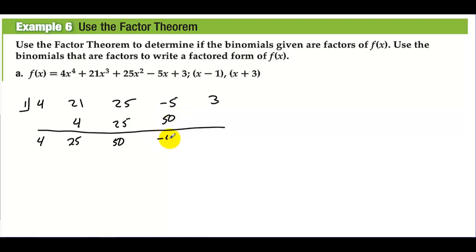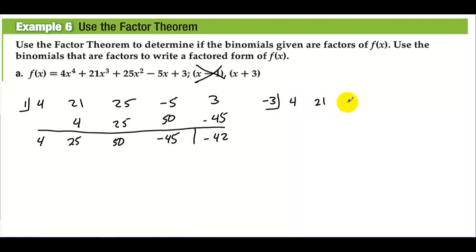We have 50, and that's negative 45. Negative 45, and that's negative 42. So the remainder is negative 42. The remainder is not 0. x minus 1 is not a factor. What about negative 3? I'm guessing it probably is, but who knows?